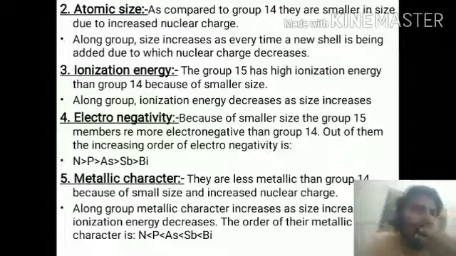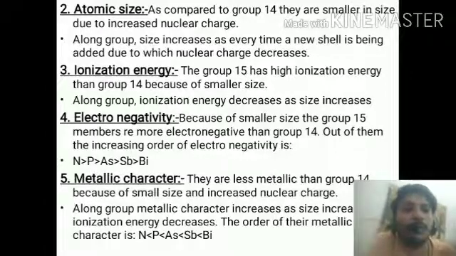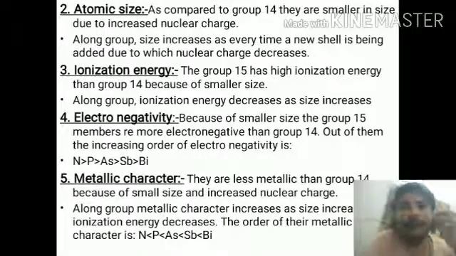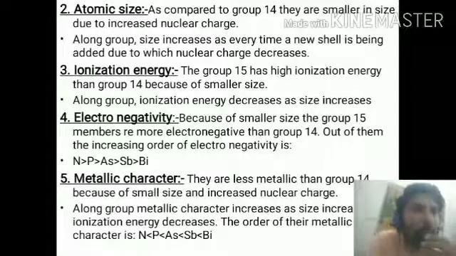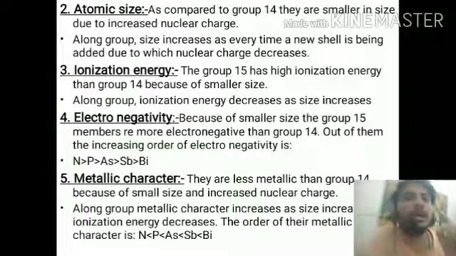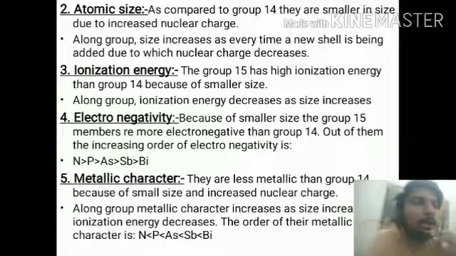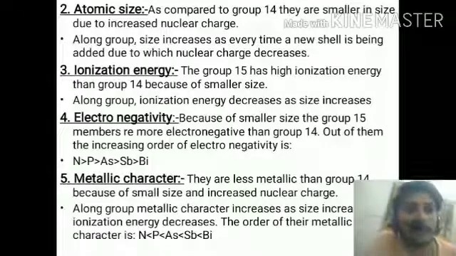Now ionization energy. First of all, we should know about it. What is the meaning of ionization energy? Minimum amount of energy required to remove an electron from the outermost shell, that is called ionization energy.